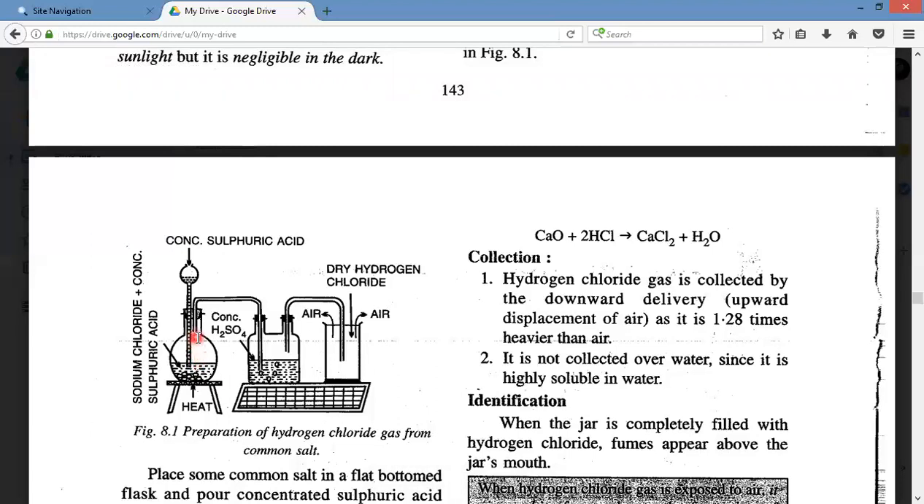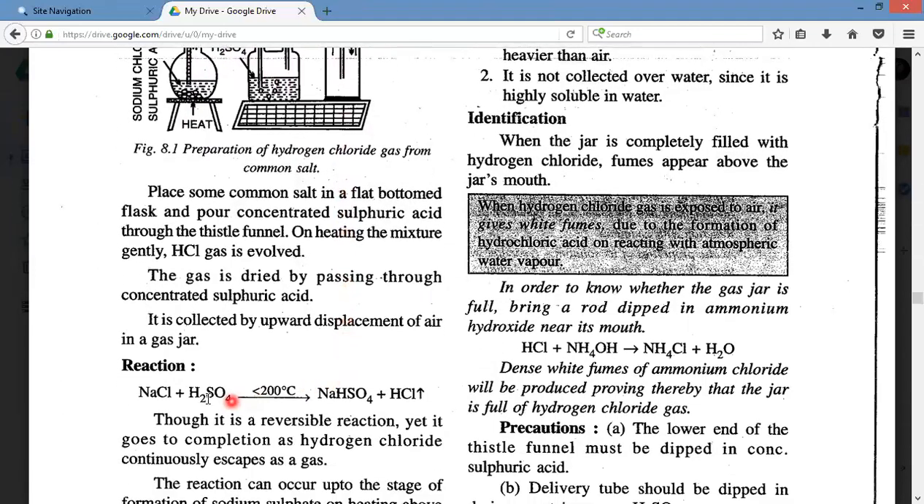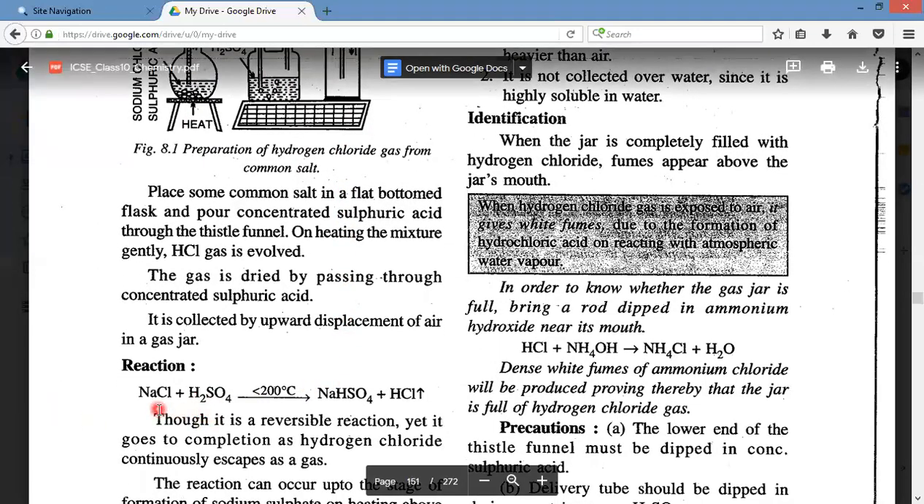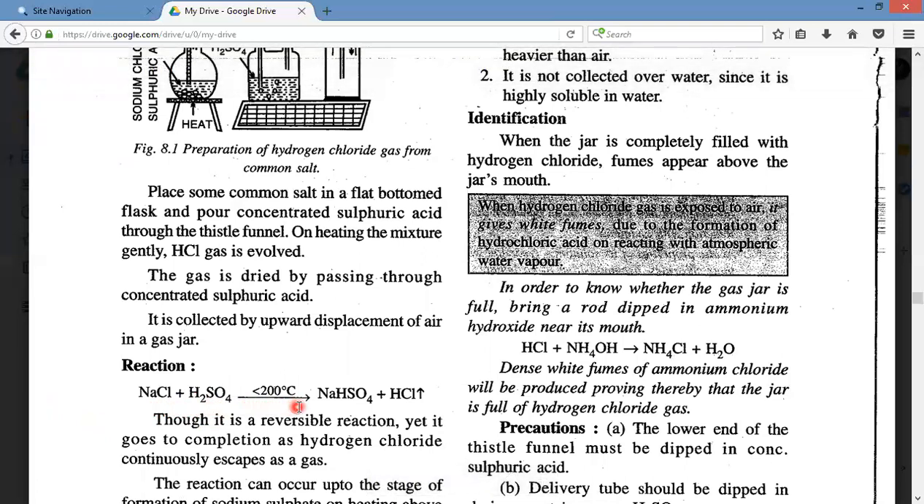This gas is transferred to another washer tank by this delivery tube. Here the concentrated sulfuric acid is present, which will dry that gas, and this gas is again transferred to the jar, where it can be collected by the upward displacement of air because it is heavier than air, 1.28 times heavier than air. For the reaction, sodium chloride is treated with concentrated sulfuric acid, and we have to maintain the temperature at less than 200 degrees Celsius.